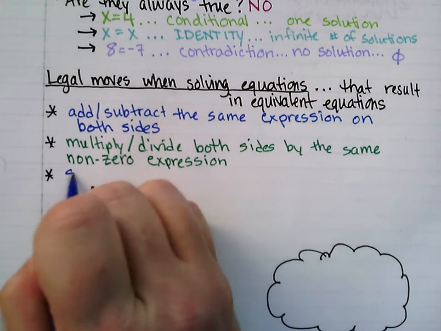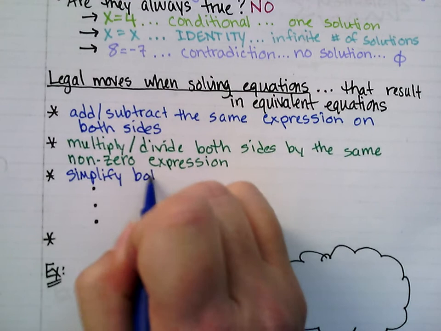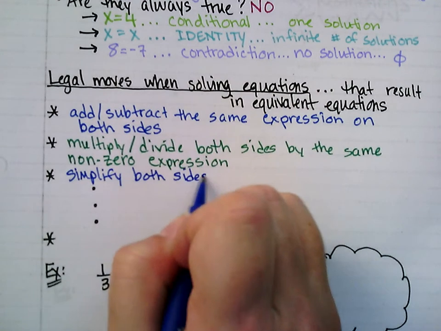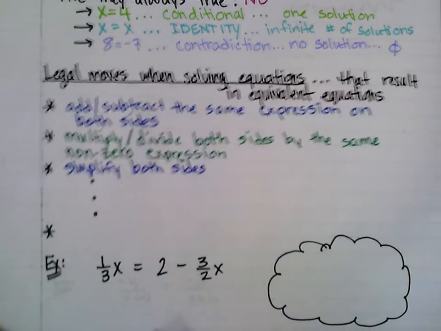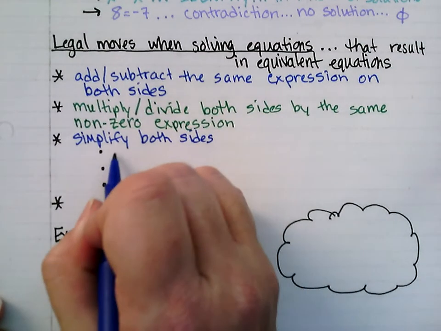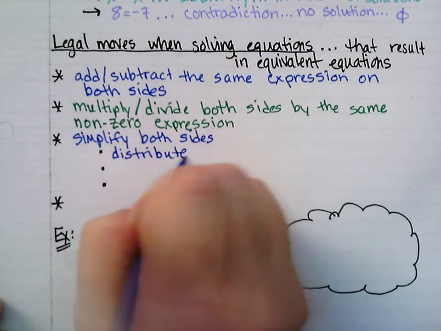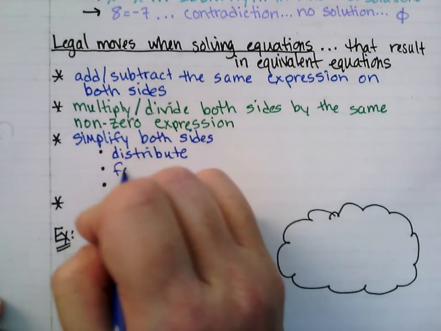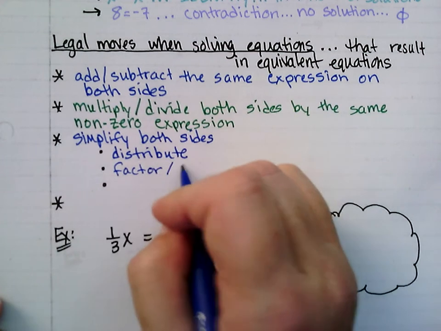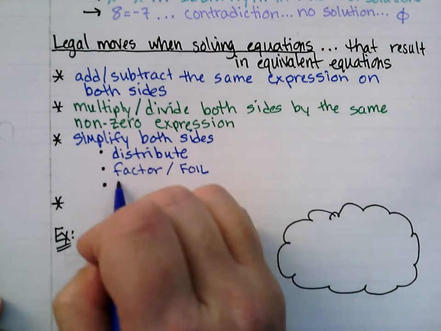And then we're allowed to simplify both sides. Now, when we say simplify, you hear that a lot in math. You hear it with fractions, you hear it with regular numbers, you hear it all over the place. So I'm going to be a little bit more specific. When we're simplifying both sides, we might be distributing. We might need to factor, but then again, we might need to FOIL. And we might need to combine like terms.